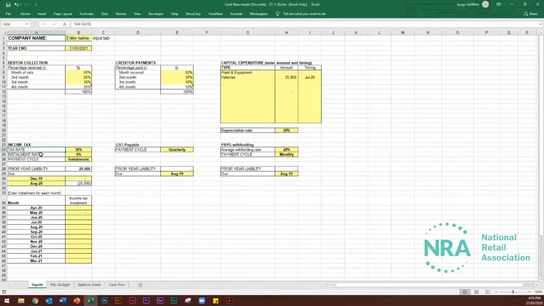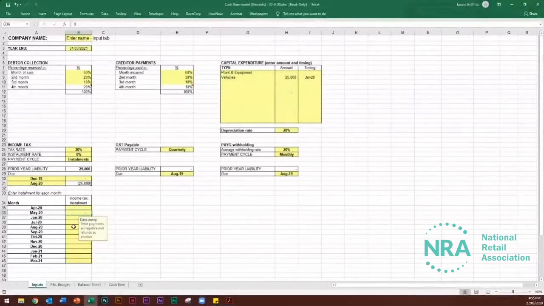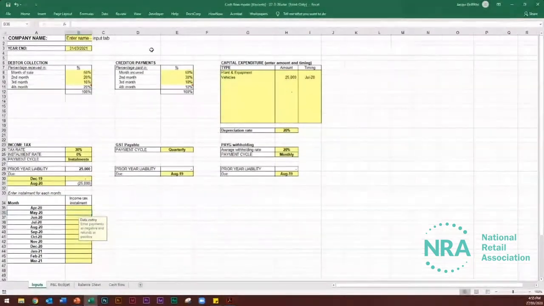For the income tax setting here, generally just put it on installments, and you can select here that prior year liability feeds from what's been completed on the balance sheet. And then if you put the installments, you can just write in when those payments are going to be due, or if you need to vary them or get a refund back. If it's a refundable amount, it's a positive.